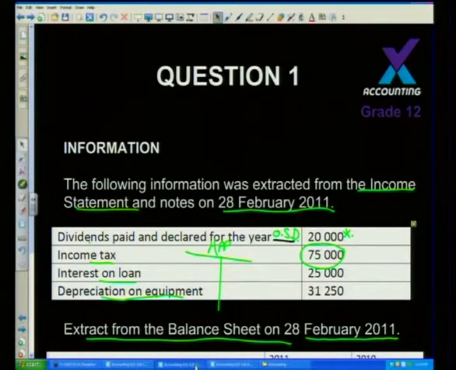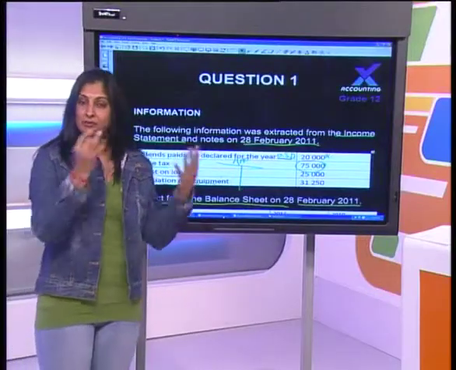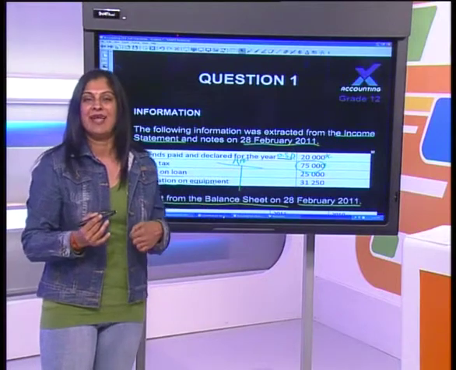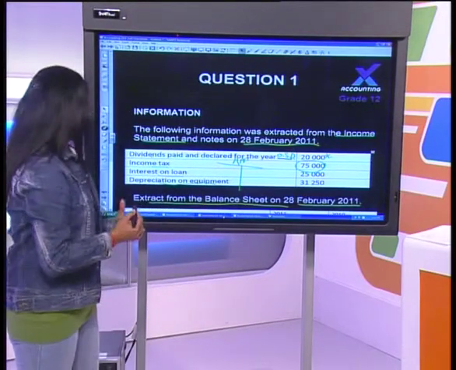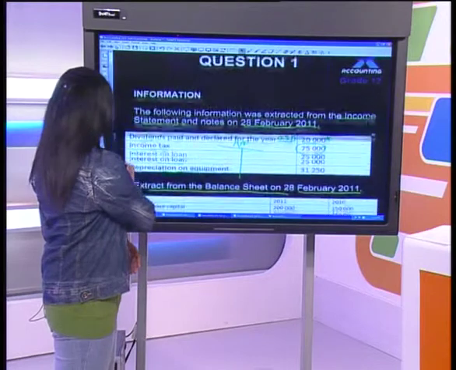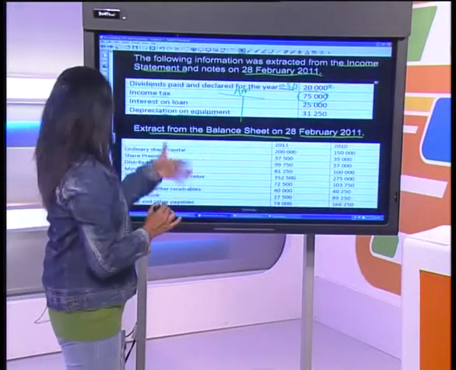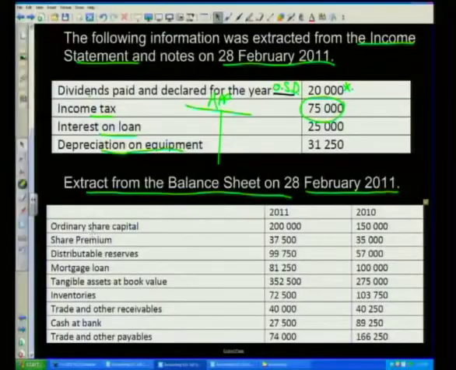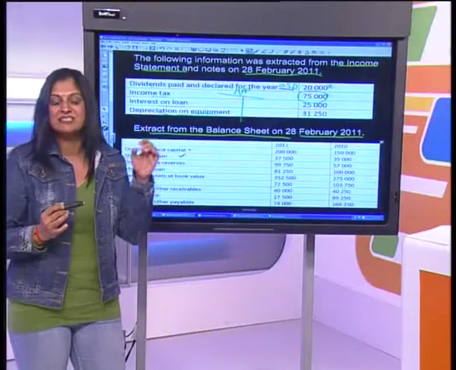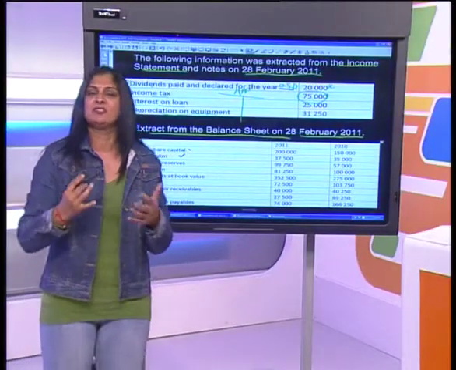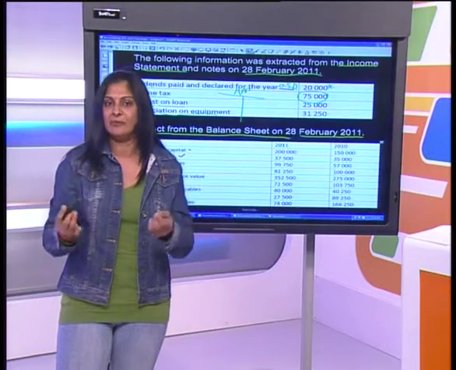Right, next amount that I need is my retained income at the beginning of the year, my retained income at the end of the year, and for that I need to go to my balance sheet. So my extract from the balance sheet, so let's quickly scroll down. I've got ordinary share capital given to me. I've got share premium given to me, I don't need that. And there's my distributable reserves. Now remember guys, this is my retained income. It's just a change of name, calling it something different.